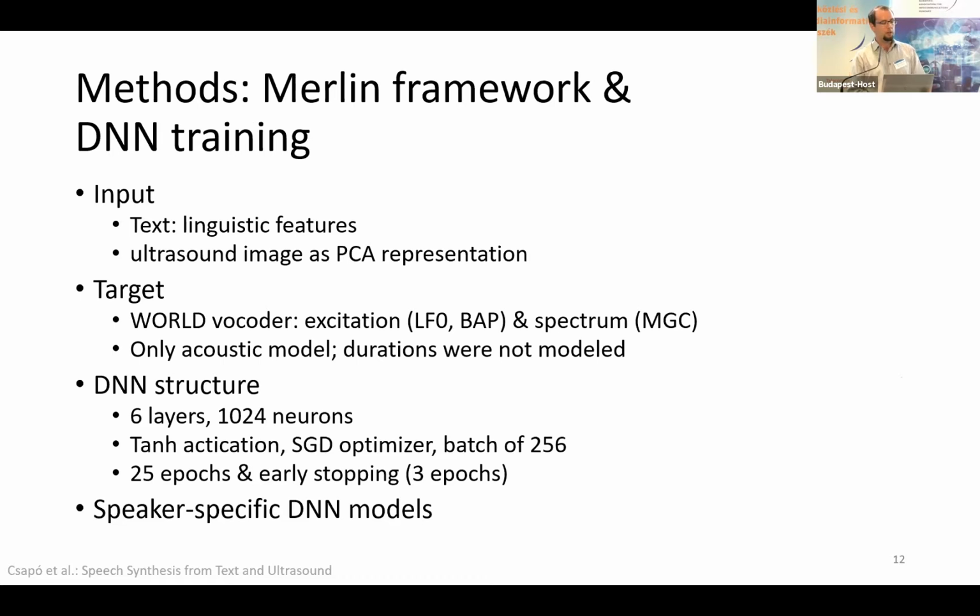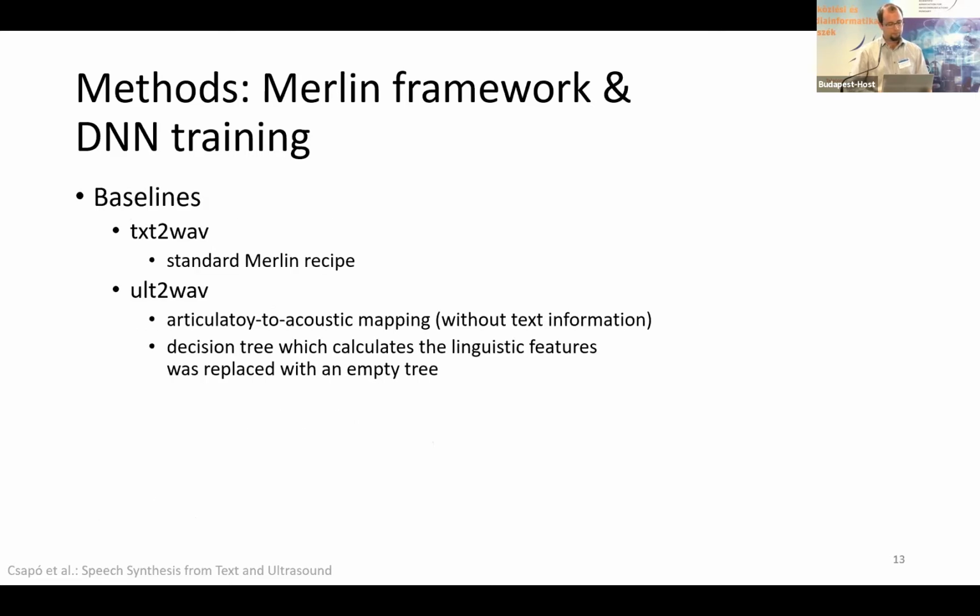We were using the Merlin framework for the deep neural network training. The input was text as linguistic features and the ultrasound as a principal component analysis representation. For the target, we used the WORLD vocoder. This time we only trained the acoustic model and the durations were not modeled. We had a simple deep neural network with 6 layers, 1000 neurons, and we trained speaker-specific models.